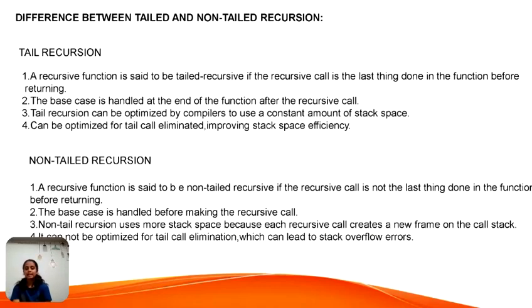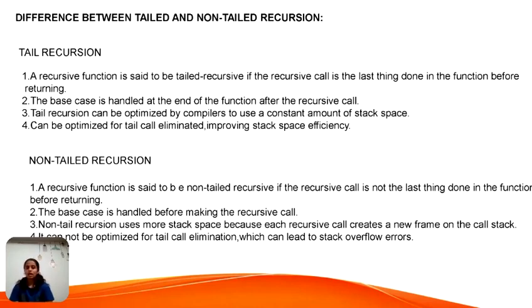Difference between tail and non-tail recursion. A function is said to be tail recursive if the recursive call is the last thing done in the function before returning. The base case is handled at the end of the function after the recursive call. Tail recursion can be optimized by compilers to use a constant amount of stack space, with tail call elimination improving stack space efficiency.